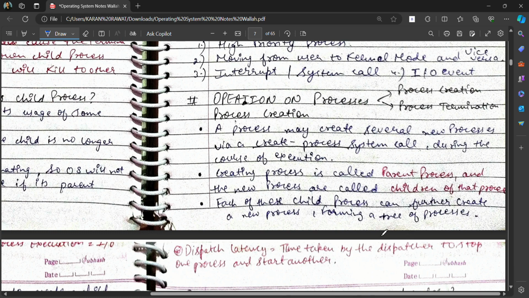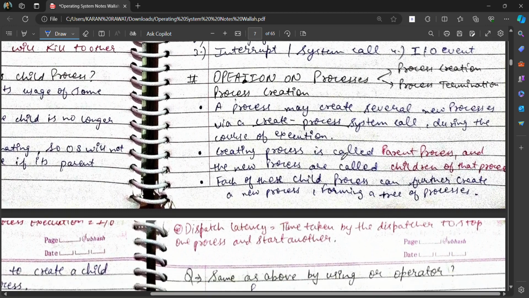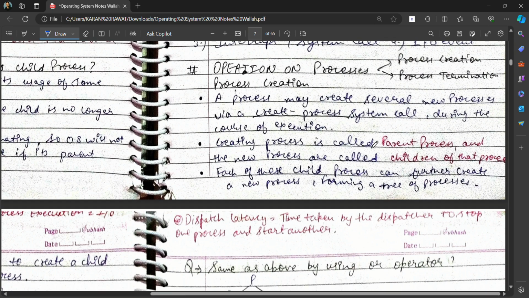So process creation: a process may create several new processes via the create process system call during the course of execution. A particular process can create multiple further processes with the help of this system call. The creating process is called the parent process, and the new processes are called children of that process. So the process which is creating new processes is the parent process, and the new processes created are the children. It is very simple. Okay.